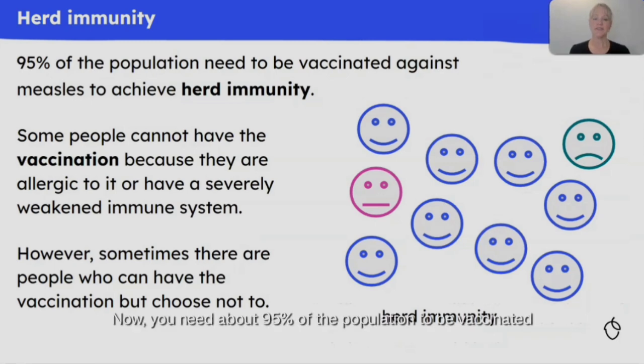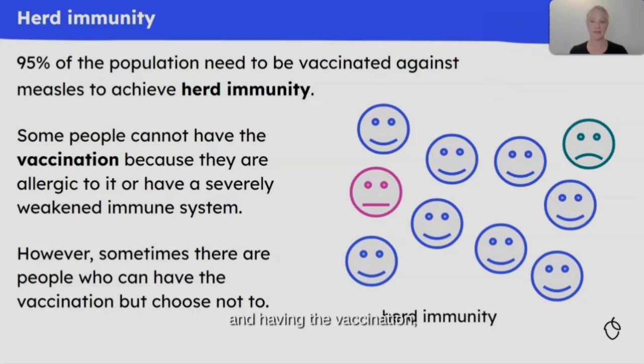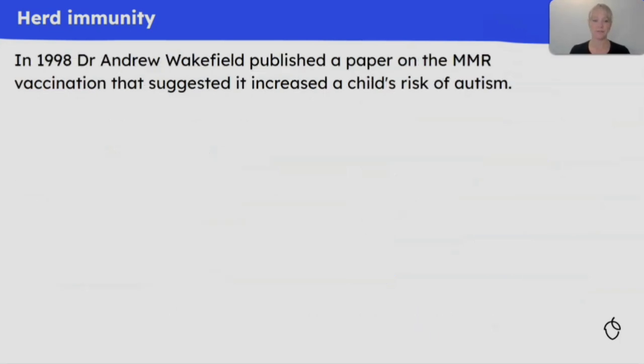Now, you need about 95% of the population to be vaccinated in order for herd immunity to work. Some people cannot have the vaccination because of weakened immune systems or possible allergies. However, sometimes there are people that actually choose not to have the vaccination. So they will have had a look for themselves at the benefits and risks of contracting the disease and having the vaccination, and they've chosen for themselves that they would prefer not to have that vaccination.